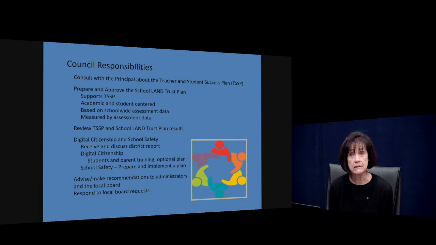The digital citizenship responsibility for councils is to make sure education is provided for the students each year to keep them safe on the internet and to make sure that training is provided for parents about how to talk to their children about safe use of the internet. The council is not necessarily responsible to provide the training. They're responsible to make sure the training is provided.